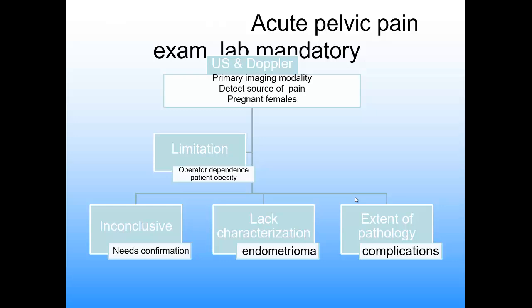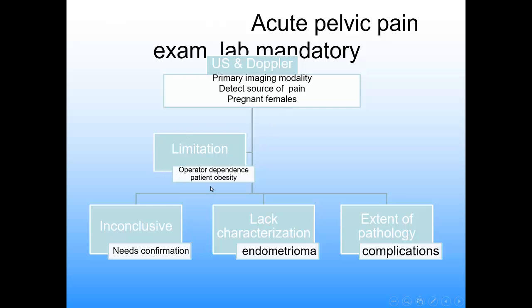So in acute pelvic pain, to summarize, examination and lab is mandatory. So please, for clinicians, try to cover this first before you send the patient. Ultrasound and Doppler is the primary imaging modality of choice. It can detect the source of pain, and it is very important to assess causes of pain in pregnant females.